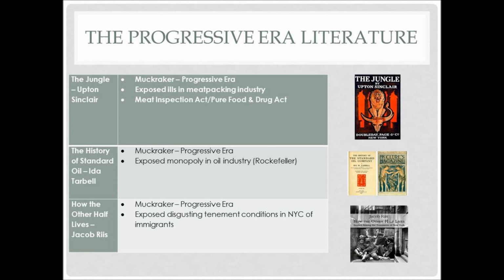You have Upton Sinclair, who wrote The Jungle. He exposed the ills in the meatpacking industry. He led to the Meat Inspection Act and the Pure Food and Drug Act. The History of Standard Oil by Ida Tarbell exposed a monopoly in the oil industry. Rockefeller put her father out of business. Her father was an oil person, and Rockefeller put him out of business with his dirty business tactics. And How the Other Half Lives by Jacob Riis, which you read this year, exposed the disgusting tenement conditions of immigrants in New York City.